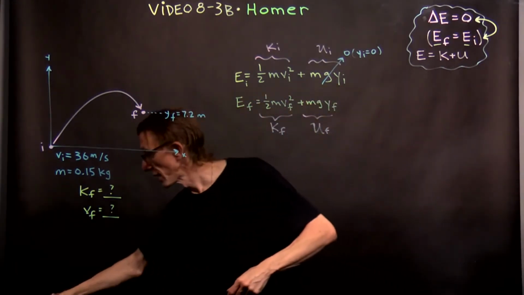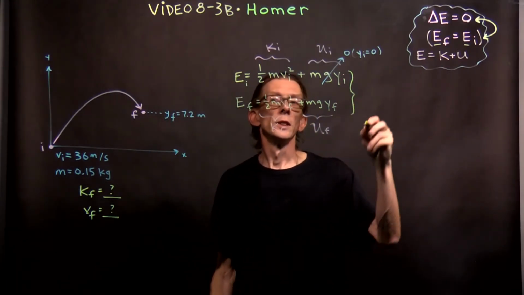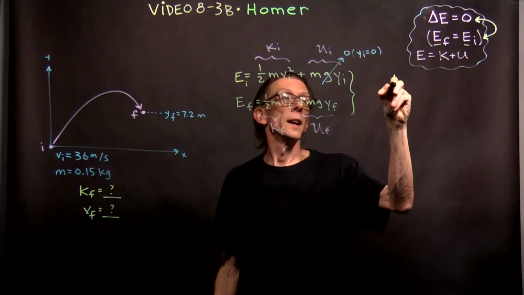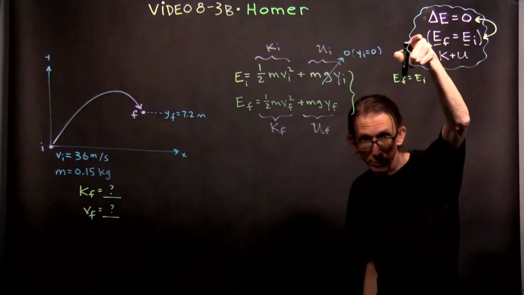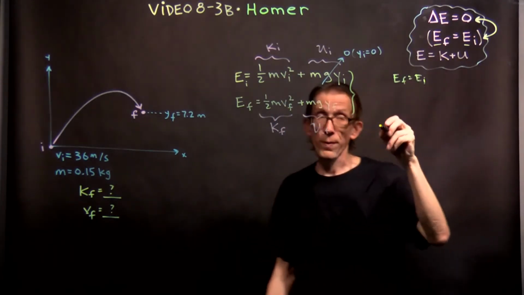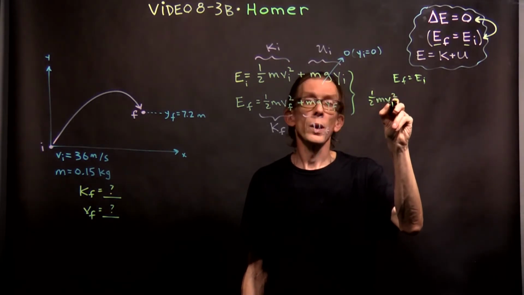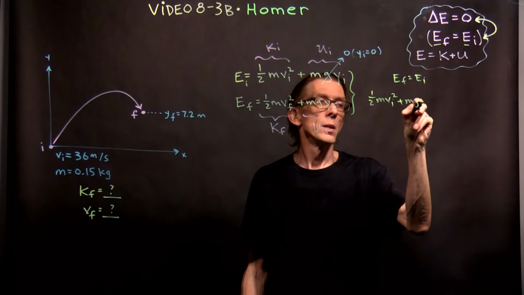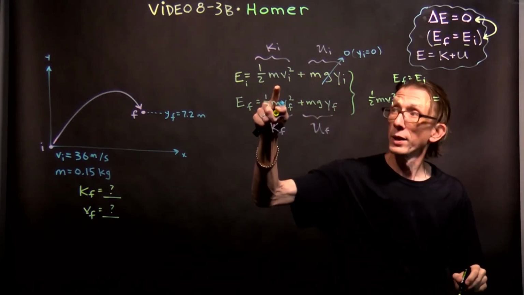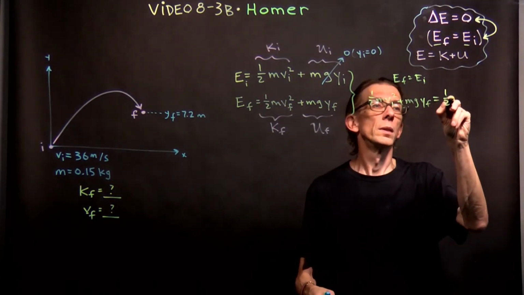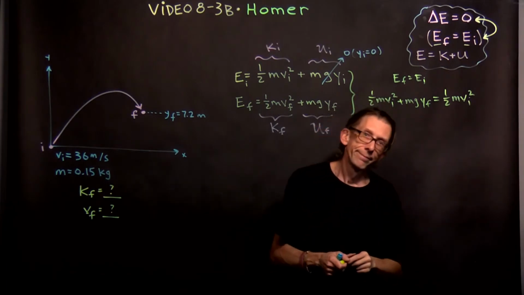So the idea now is that we take these two and we set them equal to each other. E_F, as advertised here. Okay. Well, final energy is 1/2 m v_i squared plus m g y_f. That's got to equal the initial total energy, which is simply 1/2 m v_i squared.